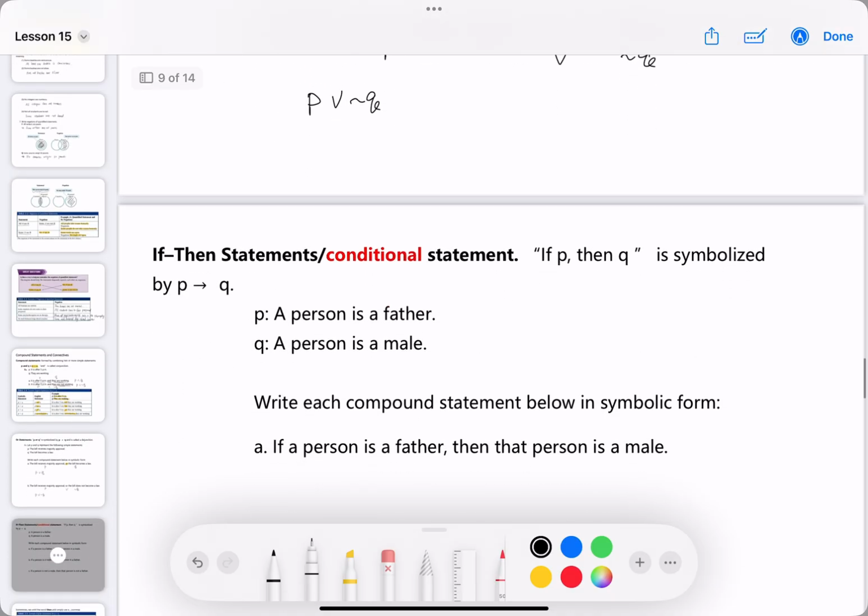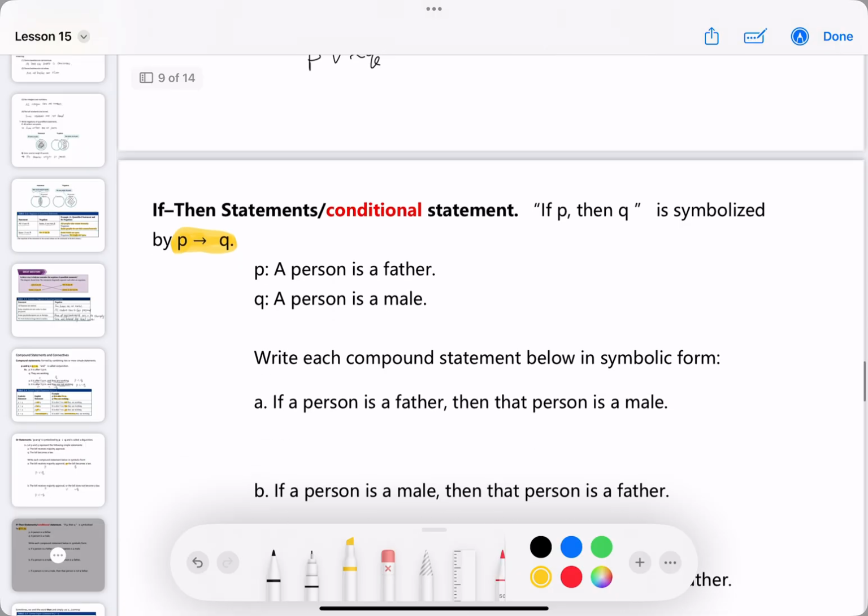Let's see, if then statement, conditional statement. If P then Q, we call this a conditional statement or if then statement. And the symbol of this is if P then Q. The first statement P is a person is a father. Second statement Q is a person is a male. Write the compound statement in symbolic form.